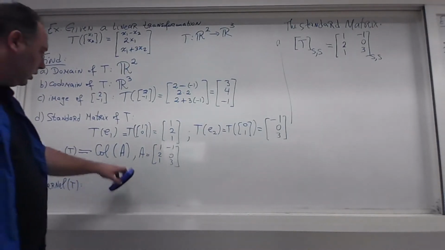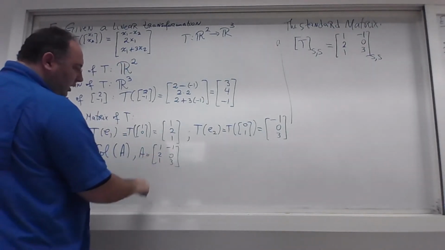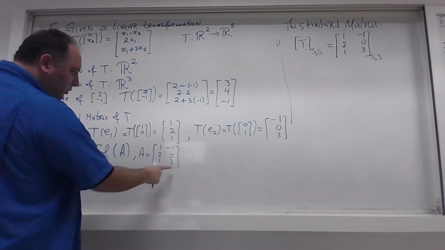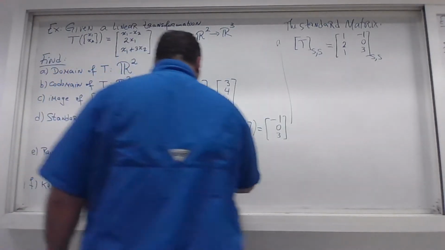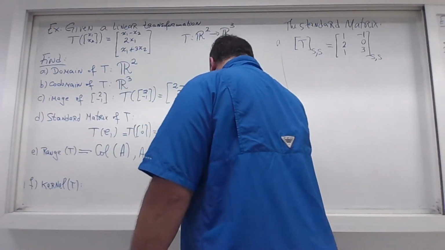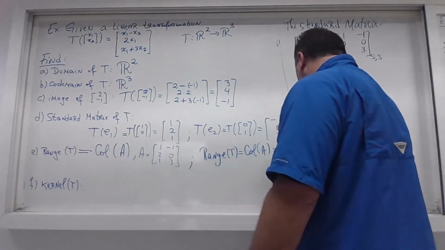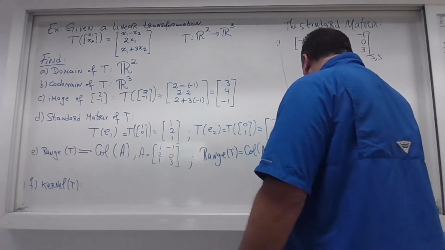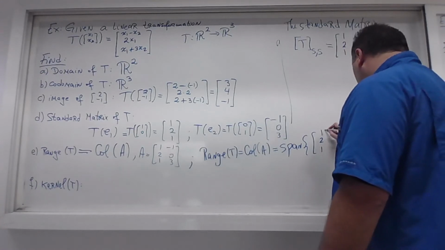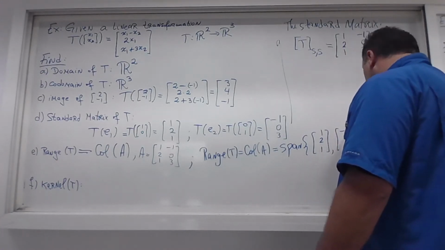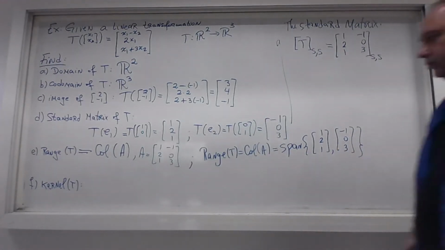So what's the column space for this matrix? Well, it's the space generated by all linear combinations of the columns. These two columns are linearly independent, so the range of T is the same as the column space of A, which is the span of these two columns. So that's very simple.